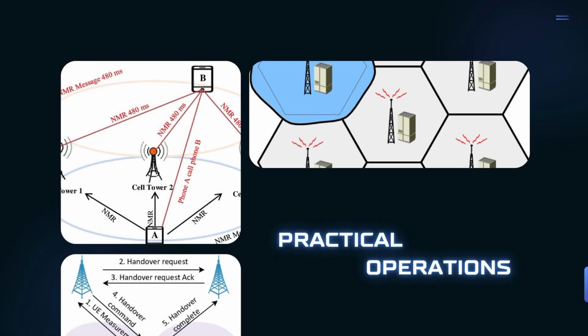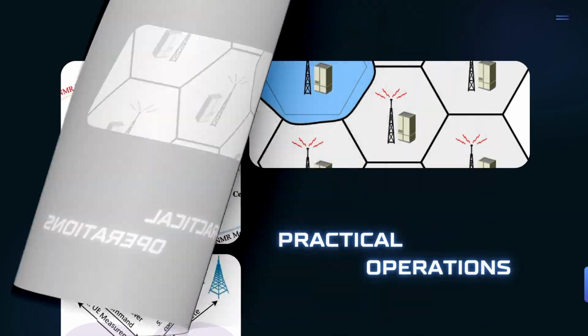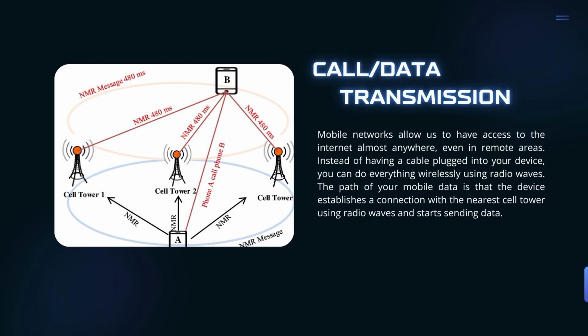Now, let's proceed to the practical operations of cellular networks. In this part of the presentation, we will discuss how cellular network operates or function. First is call or data transmission. Mobile network allow us to have access to the internet almost anywhere, even in remote areas.